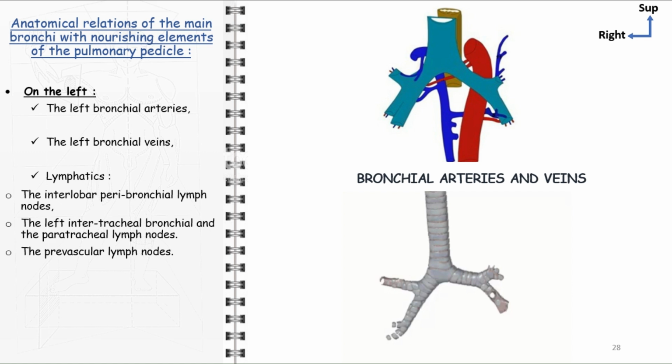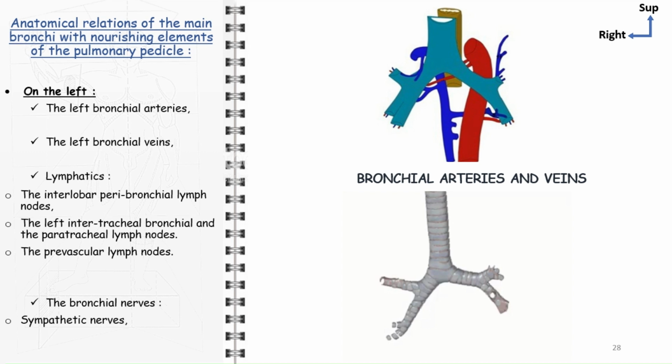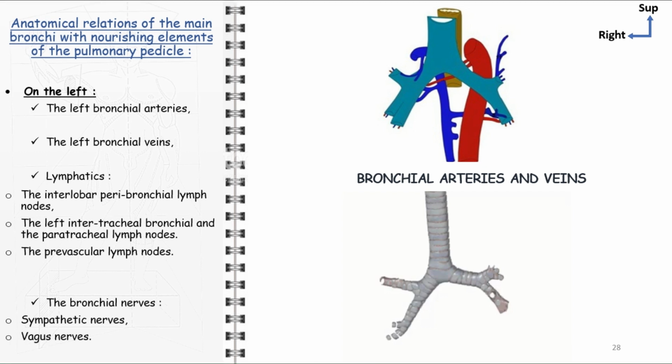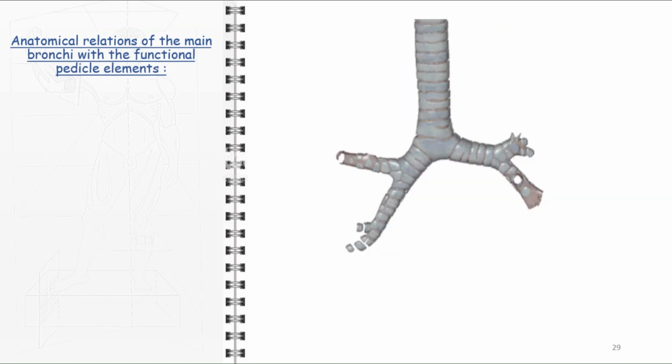Like the right side, it's in relation to the bronchial nerves, also having dual origin, sympathetic and vagus or pneumogastric, through nerve fibers from the trunk of the vagus nerve, behind the left main bronchus. The main bronchi are part of the functional pulmonary pedicle. They have close relations with the other elements of the pedicle, particularly the pulmonary arteries and veins.